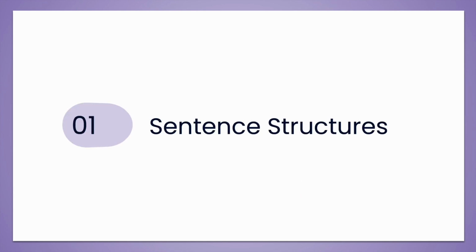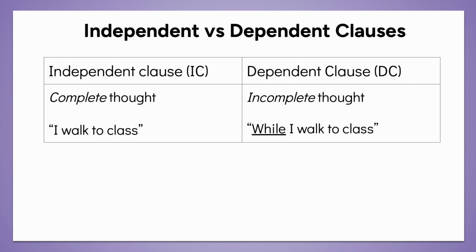Now let's look at some sentence structures you could use while speaking. Independent and dependent clauses are building blocks of sentences that you can use to make longer and more advanced sentences. An independent clause is a complete thought, such as, I walked to class. This clause can stand on itself as a sentence. However, dependent clauses are incomplete thoughts. For example, while I walked to class. This cannot be a full sentence.